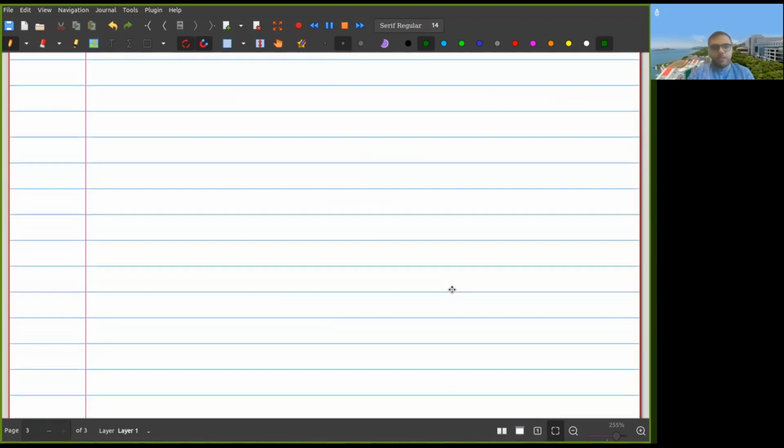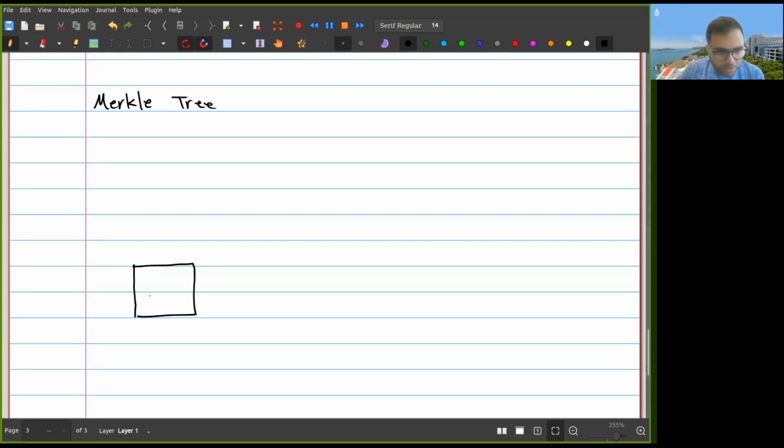Okay, but what actually is a Merkle tree? So, Merkle tree. Let's say that I have a bunch of transactions or a bunch of deposits. Again, let's do as before. Let's say I have deposit number 1, and this is Alice, and she was depositing $100.